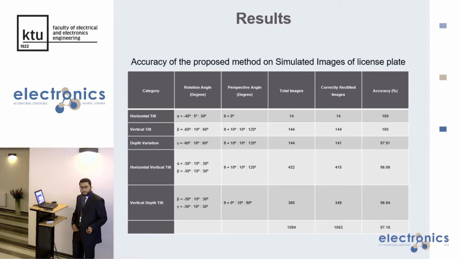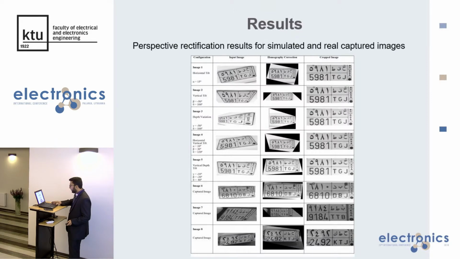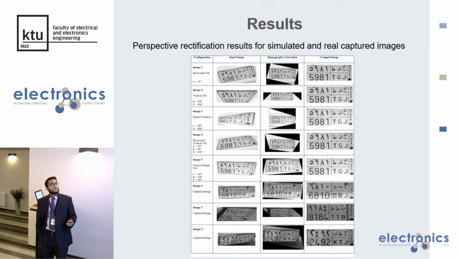The overall accuracy we achieved was 97.16% for the simulated images. For example, this image shows the horizontal tilt. It was rotated at 15 degrees, and this is the correct homographic corrected image. Then this is an example of a vertical tilt in which beta was minus 50 degrees and the perspective angle was 100 degrees.